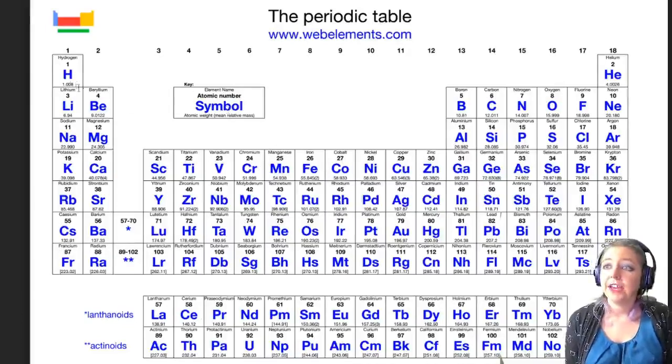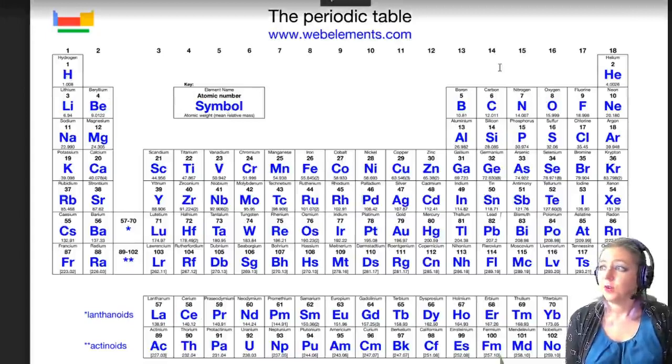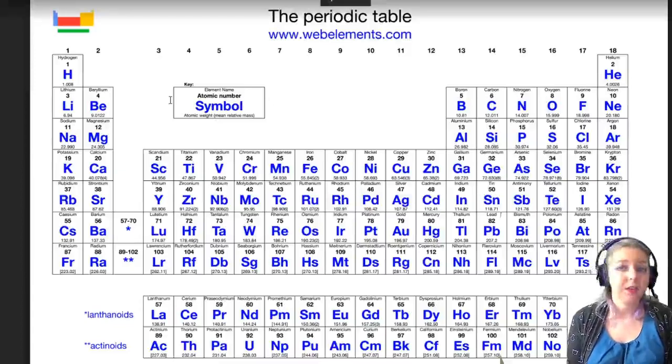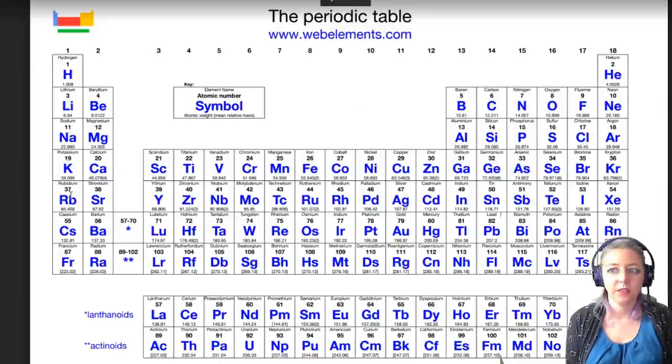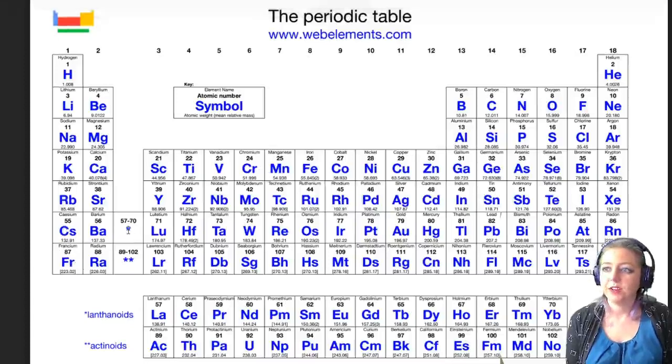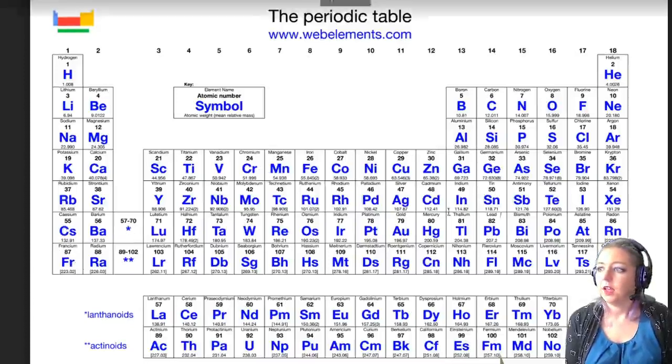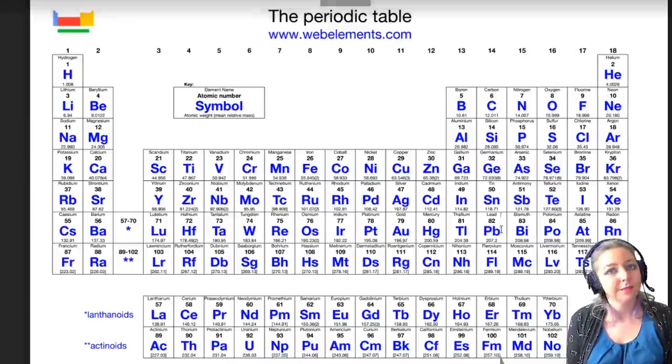So if I'm looking for 82, well, I know these are in order by number. I can go 1, 2, 3, but that'll take a long time. So use these shortcuts that I told you about. 82 isn't between 1 and 3. It's not between 3 and 11, 11, 19, 19, 37, 37, 55, 55, 87. Ooh, it's between these two. So 55, not between 57 and 70. So keep going. And there's 82, lead, Pb.